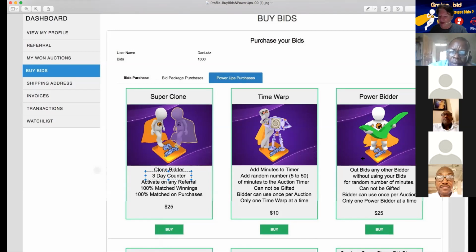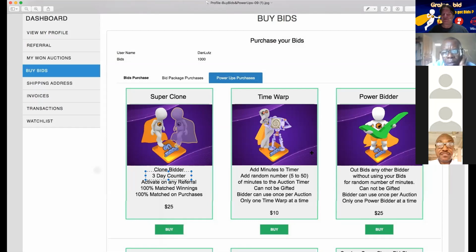Power Bidder. If you implement Power Bidder for a random number of minutes, it's going to outbid anyone that bids. So Sylvester, if you put Power Bidder on the auction and I bid, you are going to outbid me. If 10 other people bid, it's going to outbid them. You're the only one that knows that Power Bidder is on. No one else knows, and it only lasts for a number of minutes. So there'll be a timer showing how much time is left on your Power Bidder, and you will be at the top of the bid until the timer is out.